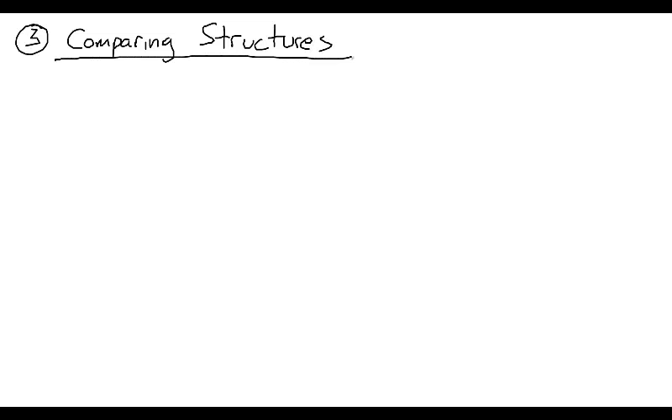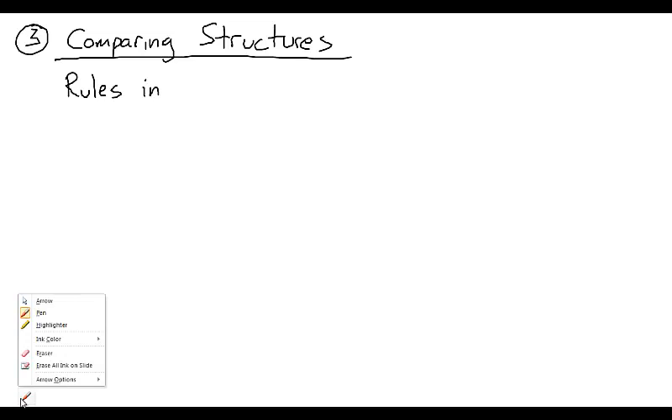All right, so then the last thing I wanted to talk about was comparing structures. And for comparing structures, really, it's about knowing what order we want to consider the factors. Like, what's more important than what? So, I would say these are rules from most important to least.